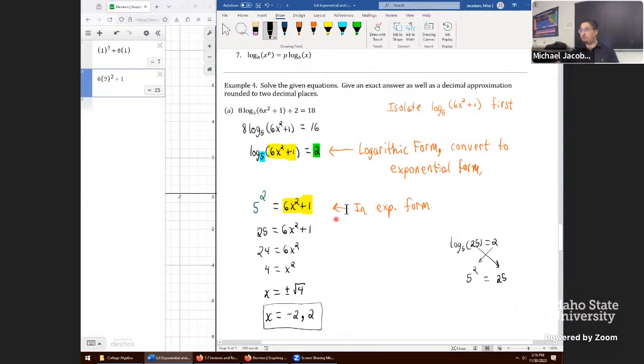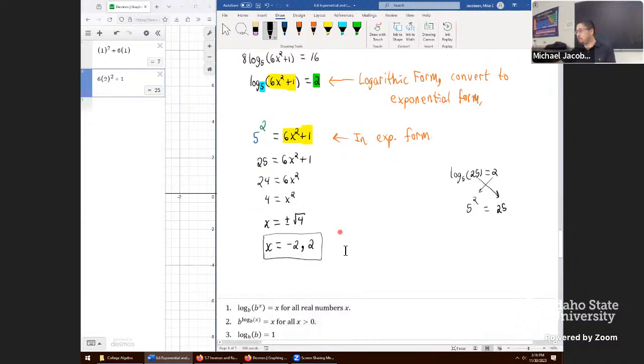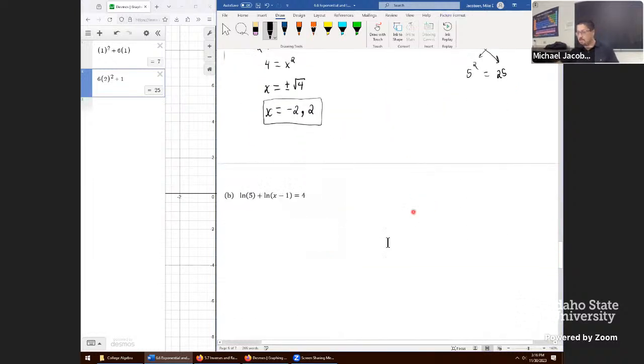Okay, well, if you have one logarithm, that's pretty much the strategy. Get it in exponential form after isolating it, and you're pretty much home free after that. So let's see what happens in part B. Part B looks a lot nicer. And I'll say it's not too bad, but it does involve a different strategy.